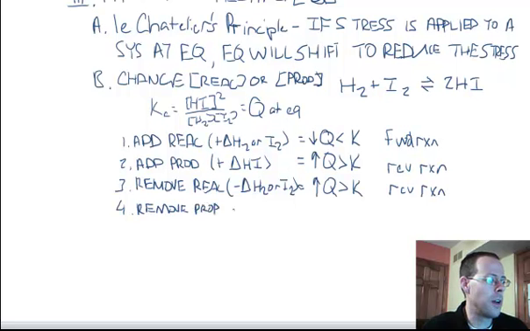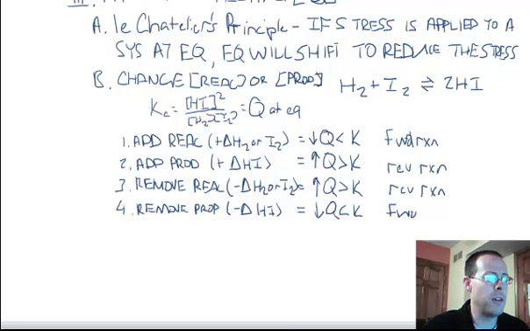And if we remove product, we essentially have a negative change in HI. So we are reducing our numerator. And if we're reducing our numerator, our Q is getting smaller. So our Q is less than what K is. So how is it going to establish equilibrium again? Well, the forward reaction will be favored so that we can make some more product. Alright? So that is what happens if we change concentrations.